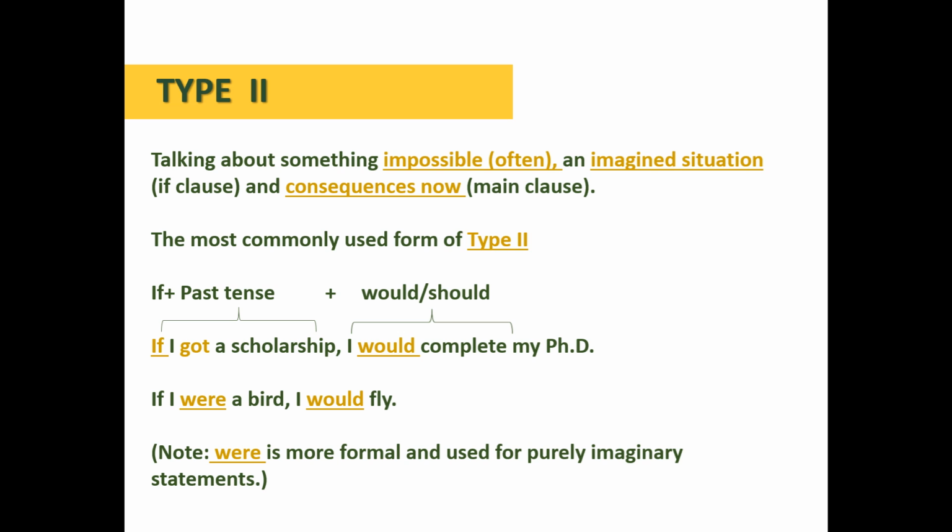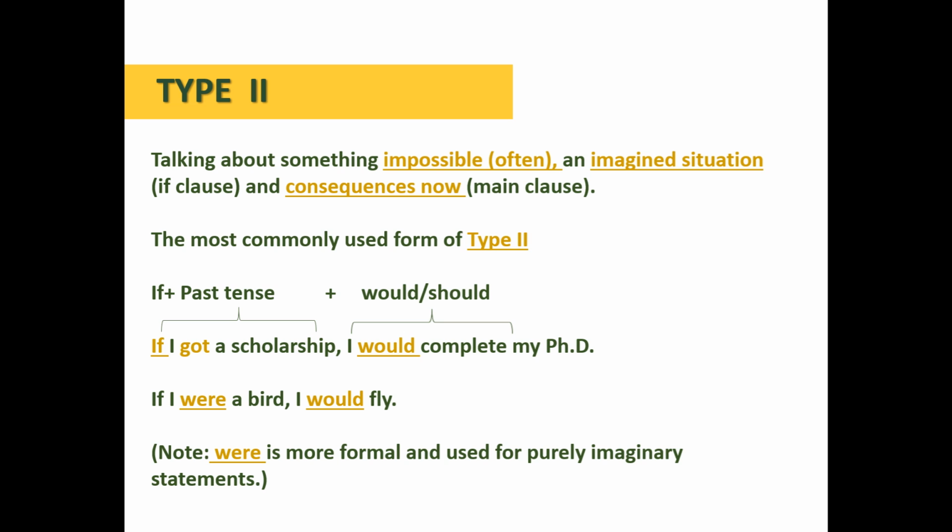Here you see the structure. The structure here is if, and in the if clause we use past tense, okay, simple past tense. So we generally use simple past tense, and in the main clause, that is also called the result clause, we use generally would or should plus base form of the verb. Okay, here the base form of the verb is not written because that is understood generally after modal auxiliary verbs, right? We generally use the base form of the verb. So here the sentence is if I got a scholarship, I would complete my PhD. Here got refers to past tense, would is a modal auxiliary verb, and complete is the base form of the verb.